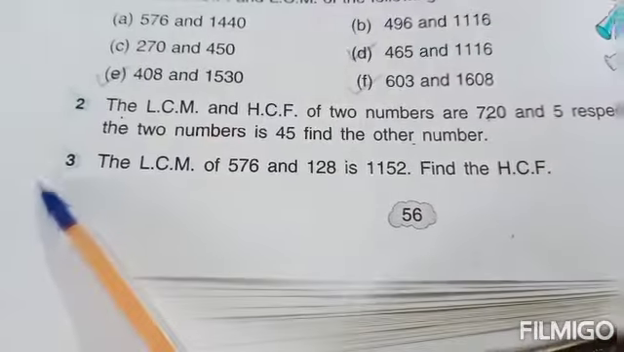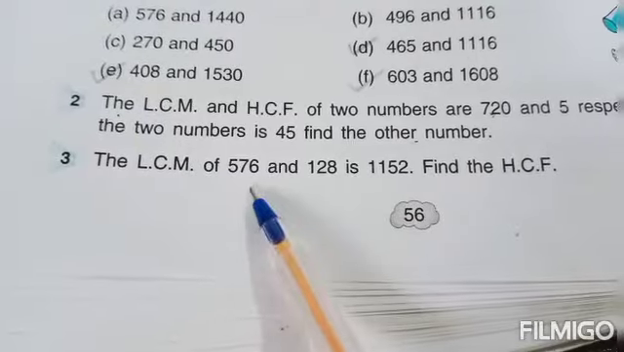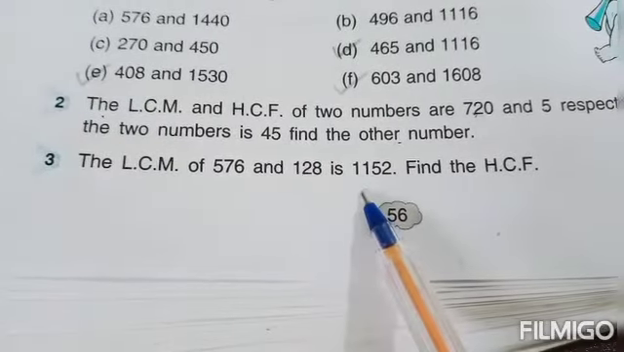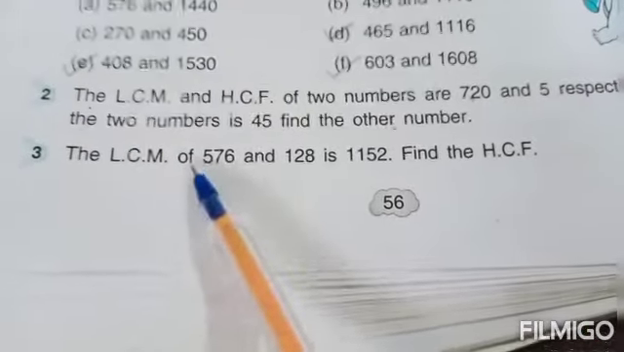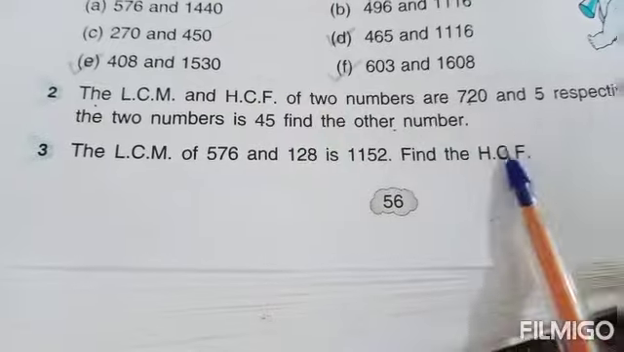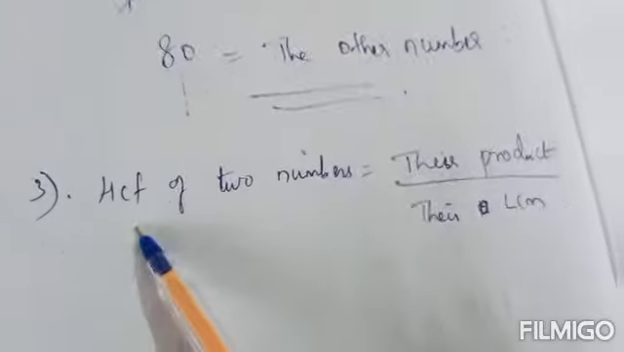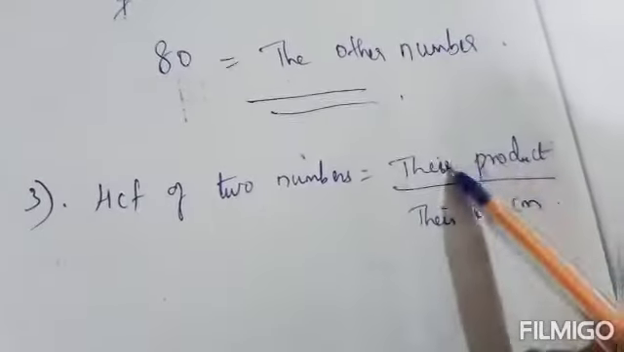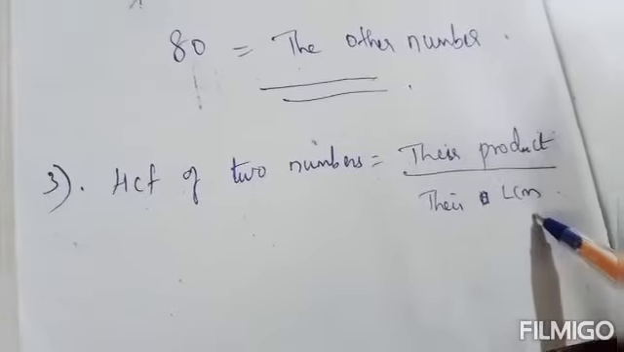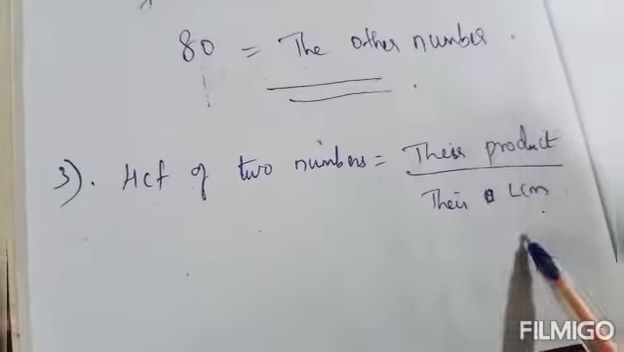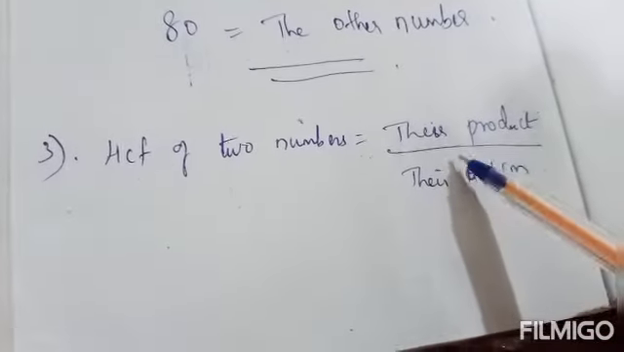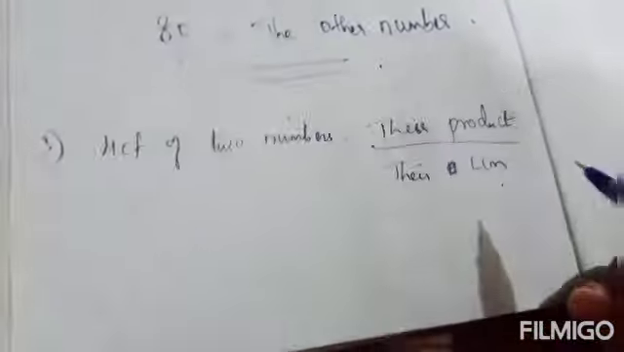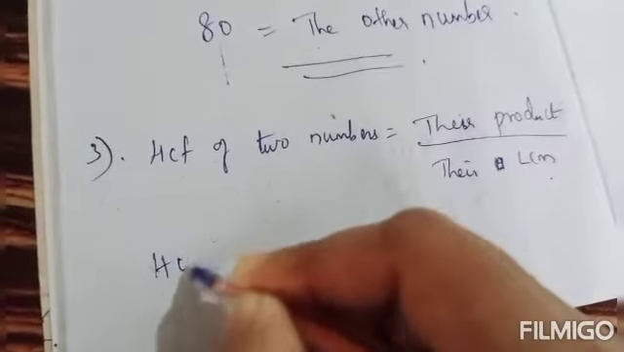Third question. The LCM of 576 and 128 is 1152. Find the HCF. So here the LCM is given, and you need to find the HCF. We have one formula: the HCF of two numbers equals their product by their LCM. If the LCM is given, you can find the HCF of two numbers using this formula.